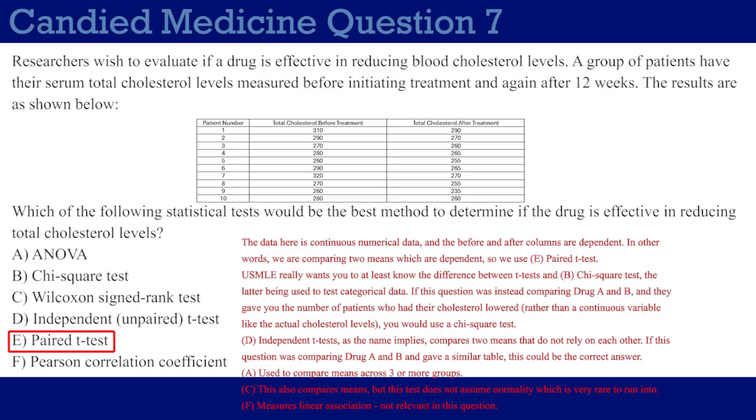The Pearson correlation coefficient is mostly to measure a linear association. Basically, you're comparing 2 sets of values and seeing if they have a positive or negative correlation with each other. For the purpose of this question, it's basically a distractor.